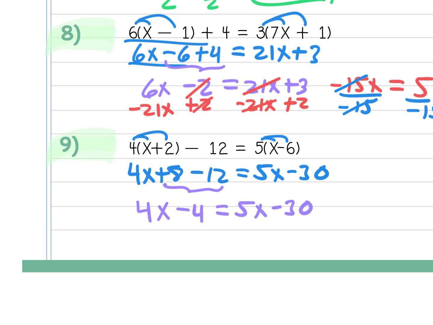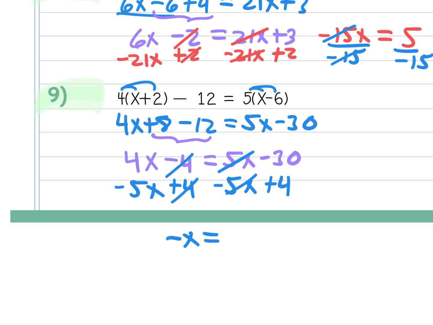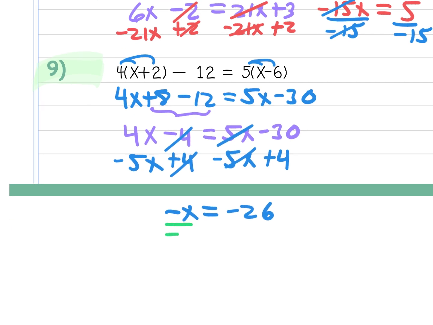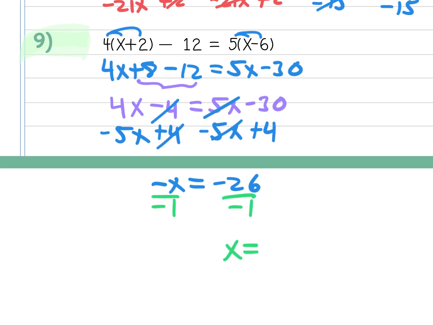And then get the x's to one side of the equation and the constants on the other. So let's subtract 5x on both sides. Those cross out, and we can add 4 on both sides as well. Then 4x minus 5x is negative x, and negative 30 plus 4 is negative 26. Again, you don't want to leave your answer like this. You want to get rid of that negative. So we divide both sides by negative 1, and then we get x equals 26, positive.